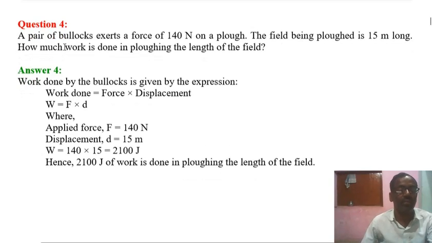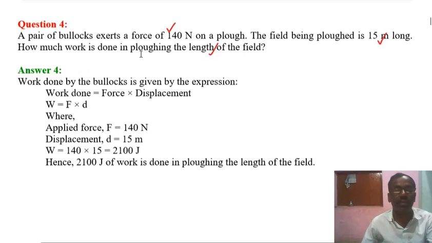A pair of bullocks exert a force of 140 Newton on a plough. The field being ploughed is 15 meter long. How much work is done in ploughing the length of the field? So let's see the answer of the question.